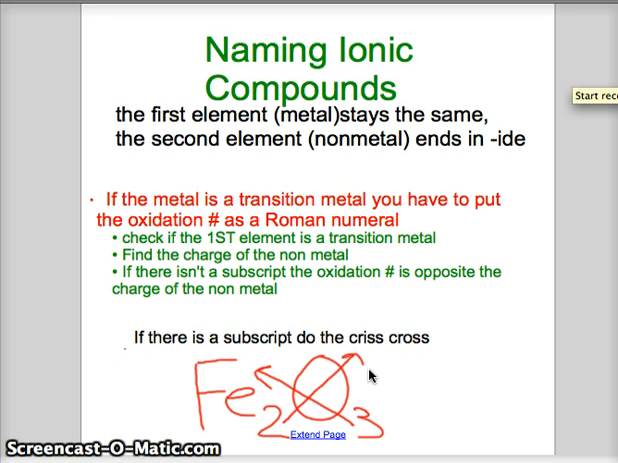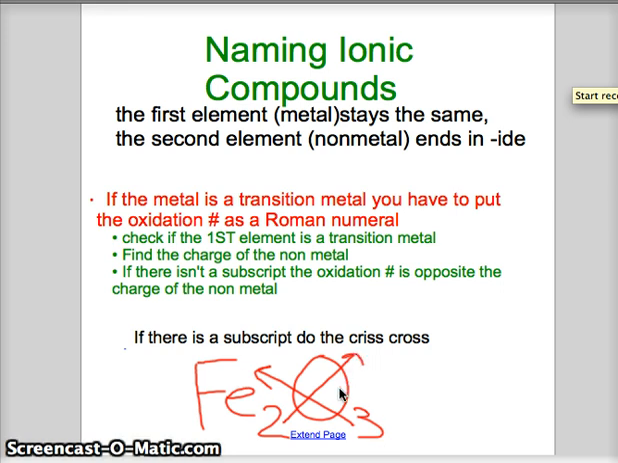If there isn't a subscript, the oxidation number is the opposite of the charge of the nonmetal. So if there were no subscripts here, and we know Fe, it was FeO, okay? We know O has a -2 charge, so then we would know, okay, this must have a +2 because there are no subscripts, okay? If there is a subscript, like it says here, you do the crisscross.